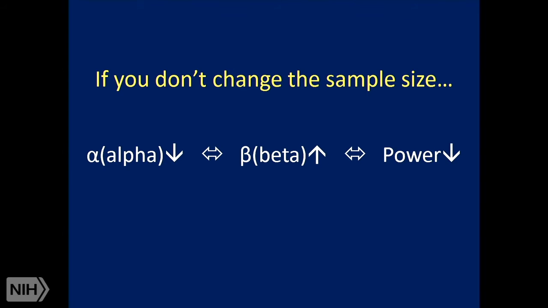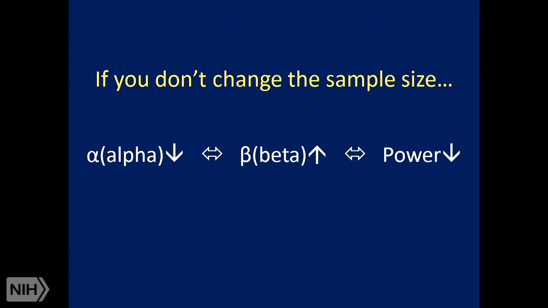If you don't change the sample size, if you want to keep the sample size the same, if alpha goes down, beta is going to go up. Well, let me first talk about these two. Alpha is the probability of rejecting H0 when H0 is true. So basically it's an error. You want to make it harder to claim a difference. If you bring alpha down, you're making it harder to claim a difference.